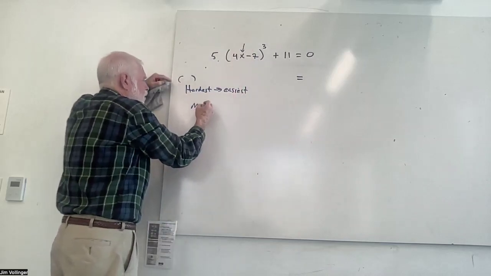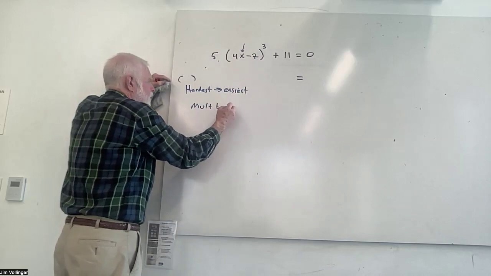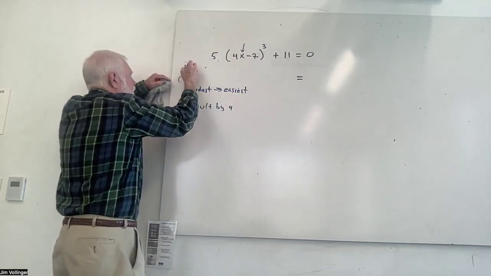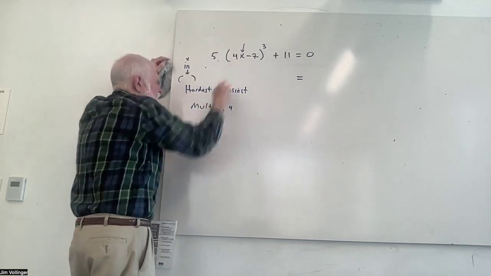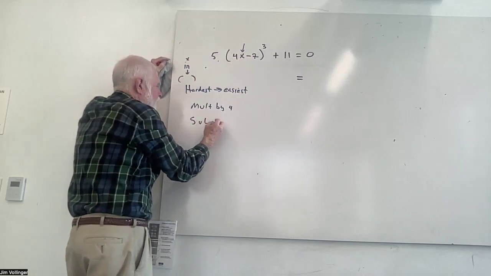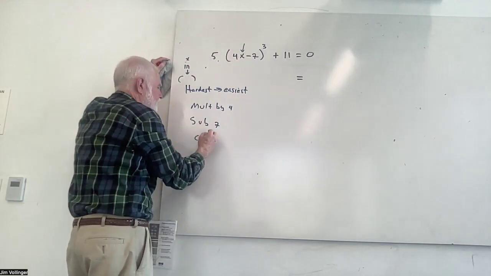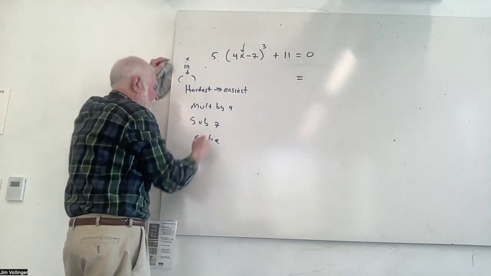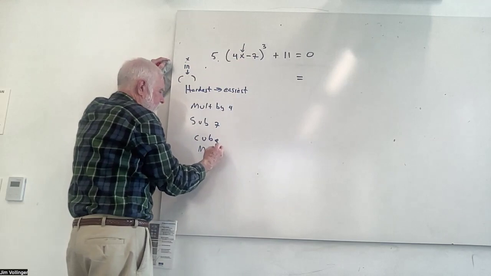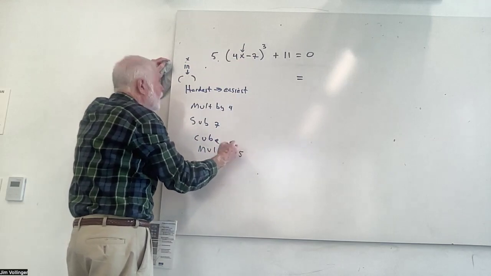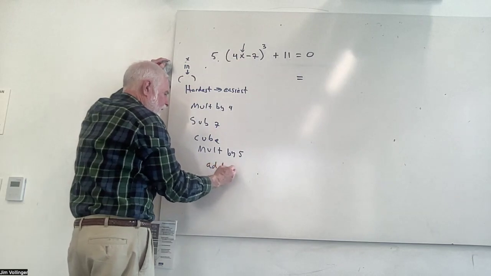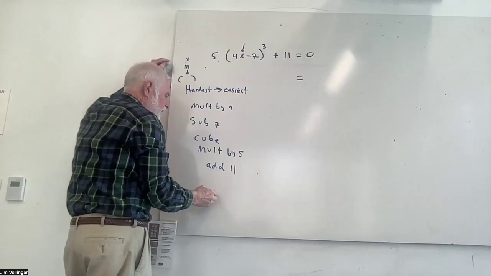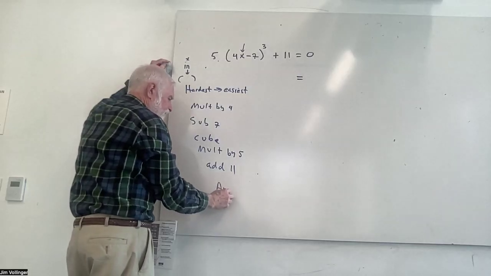In this case, we multiply by 4. Okay, so we drop a number in, right? Get an x value, we drop it in, multiply by 4, subtract 7, cubed, multiply by 5, and then add 11. And that takes us to our destination, some kind of answer.